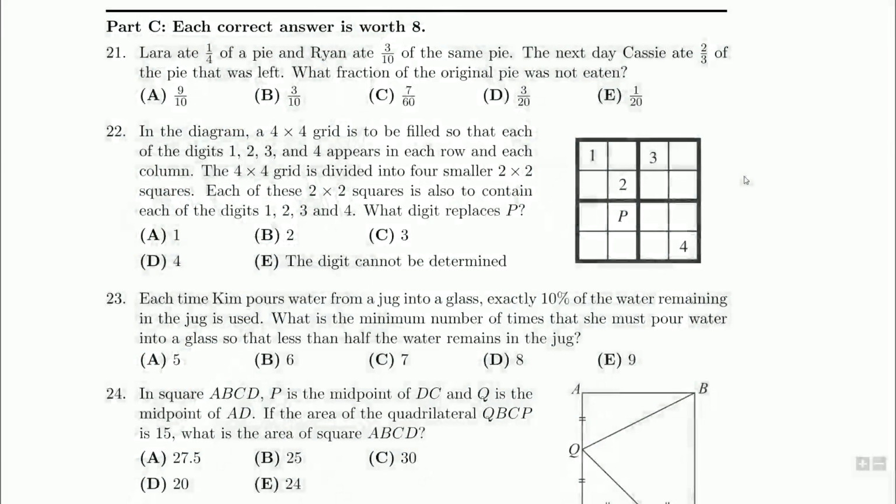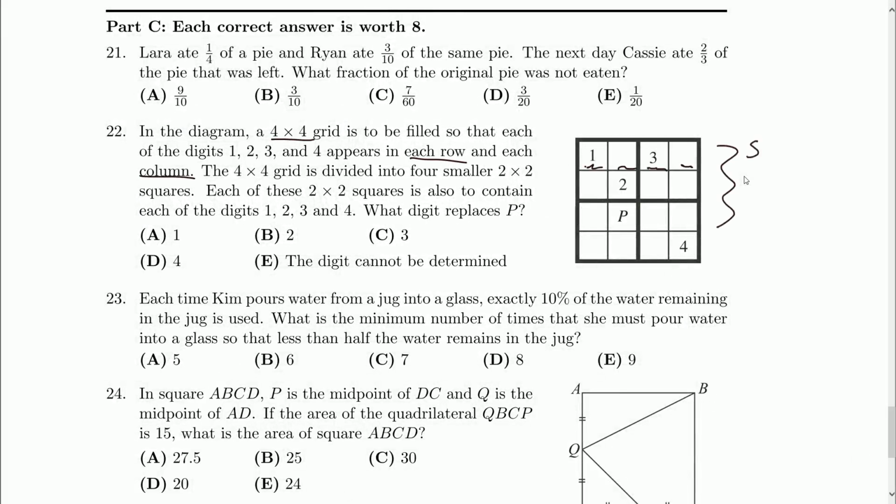And you're as excited as I am to start question number 22 on our 2009 Grade 7 Gauss paper. So here it is. Here's question 22. And what have we got? In the diagram, a 4x4 grid is to be filled so that each of the digits 1, 2, 3, 4 appears in each row and each column. Well, if there's 4 numbers in each row, and 1, 2, 3, and 4 have to appear in each row and column, then each number appears exactly once.